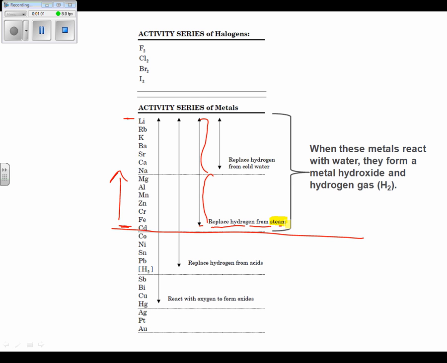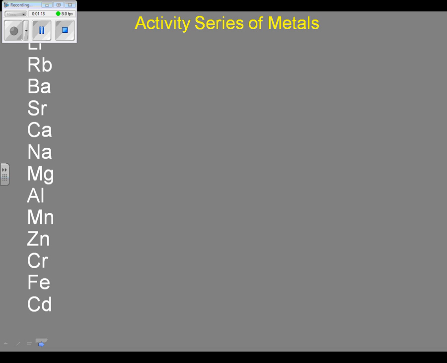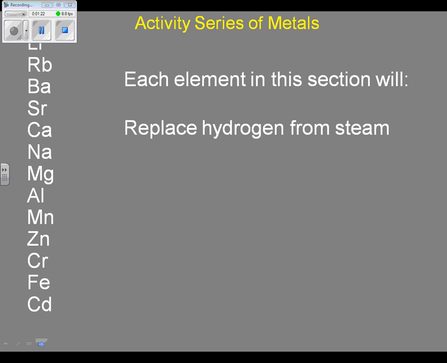And again, when these elements react with water, whether it's in the liquid form or in the gaseous form, they're going to form a metal hydroxide, that's OH negative, and hydrogen gas. So there will be two products there. Okay. So here we go. Each element in this section, all the way from lithium down to cadmium, will replace hydrogen from steam. And that is with the gas phase.